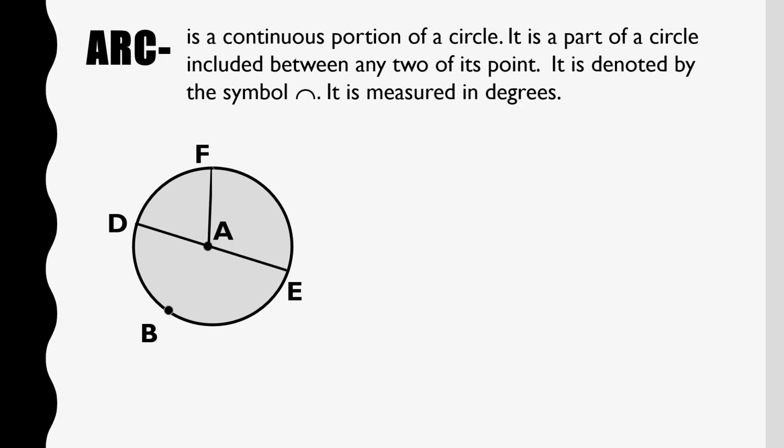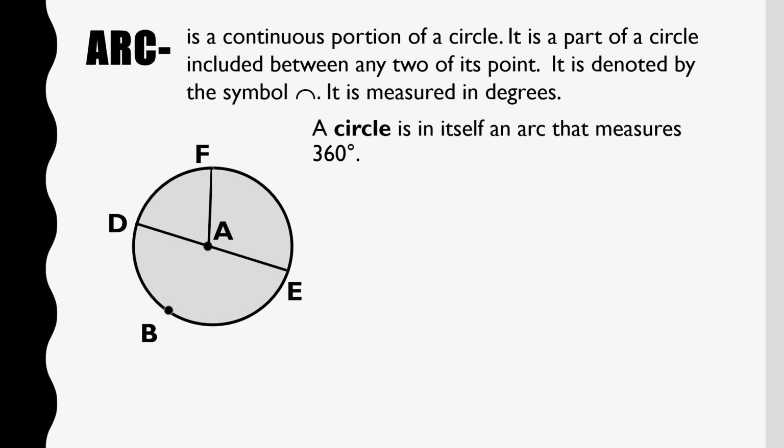Moving on, let us define what is an arc. It is a continuous portion of a circle. It is a part of a circle included between any two of its points. It is denoted by this symbol, and it is measured in degrees. A circle is in itself an arc that measures exactly 360 degrees.